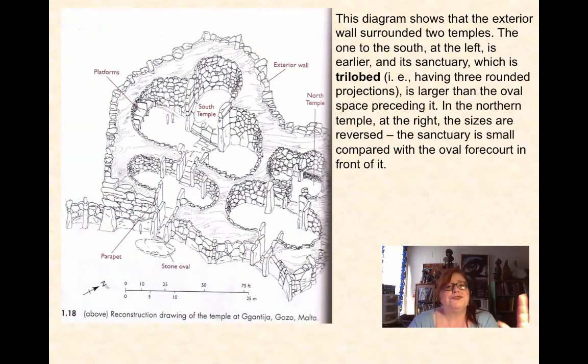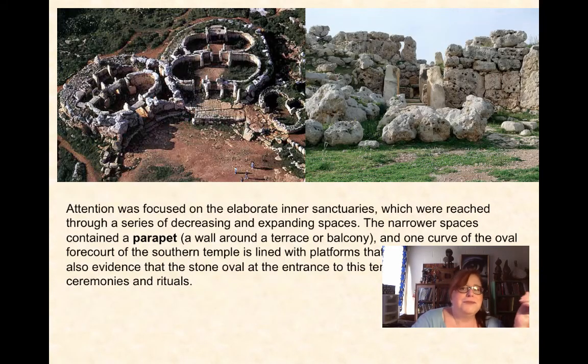Here's a nice drawing that gives you a better idea of what it looks like. It's a little bit clearer. So it shows that the exterior walls surrounded two temples, and the one to the left is a little bit earlier, and its sanctuary is tri-lobed, meaning 3 circles come out. And it's larger than the oval space down here that precedes it. And then in the northern temple at the right, the sizes are reversed. The sanctuary up here is smaller, and the oval forecourt is larger. Why? I don't know. So here is a photograph then of what it looks like.